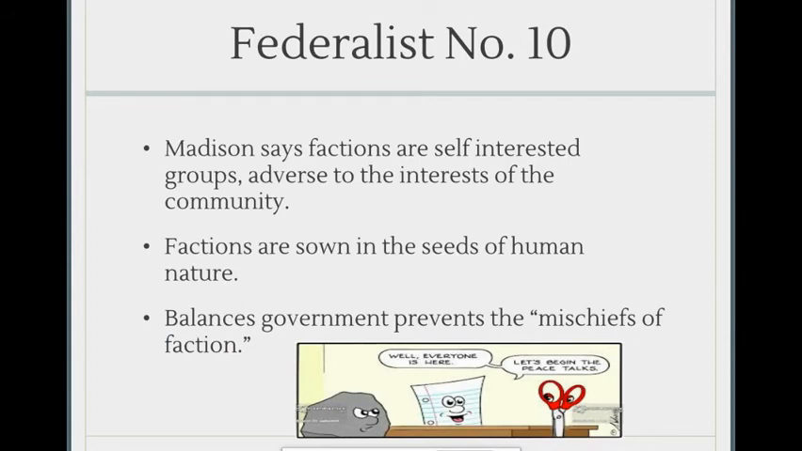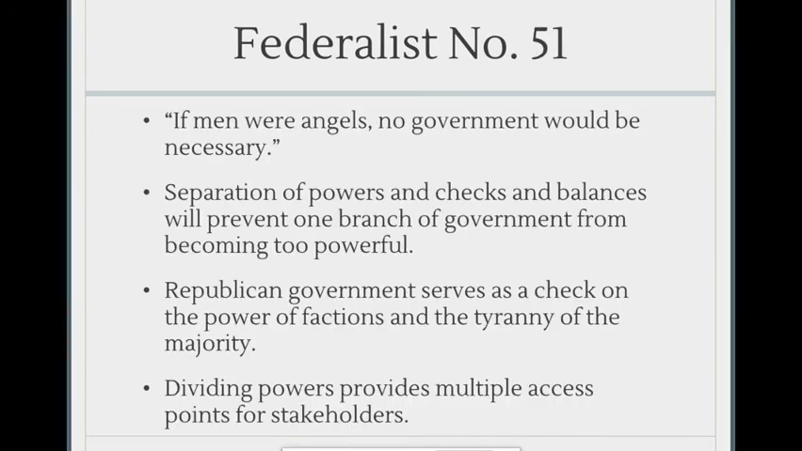Federalist number 10, right? Madison's going to talk about factions. Factions are self-interested groups. All right, they're adverse to the interests of the community. They only want what's best for them. Factions are sown in the seeds of human nature because, like Thomas Hobbes said, we're all just born greedy and horrible. Well, maybe true. Okay, Federalist 10 is also going to talk about the balances of government prevents the mischiefs of the factions. Okay, Federalist number 10 is all about factions, so be sure that's in your notes.